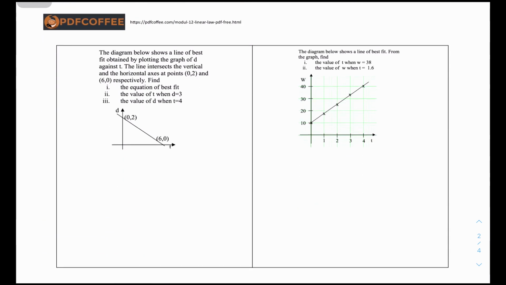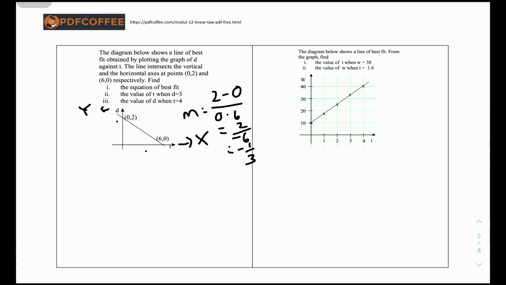So now we have the diagram below shows the line of best fit obtained by plotting a graph of D against T. So D is the big Y value, and T is the big X value. And the line intersects the vertical axis and horizontal axis at these 2 points. So number 1, find the equation of the best fit. So we have to first find the gradient, which is just m equals 2 over 0 minus 6. This is 2 over minus 6, which is minus 1 over 3.